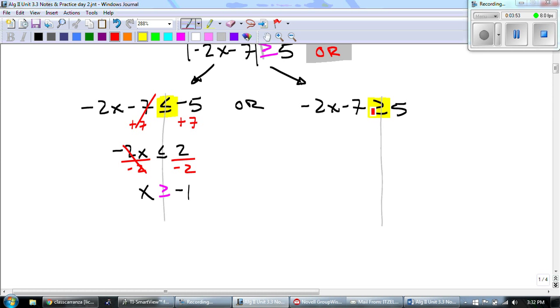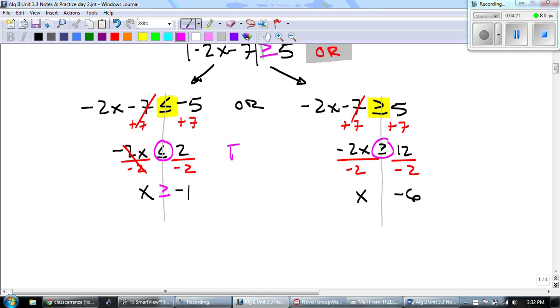Okay? Now the nice thing is I already did all the steps, so theoretically, I'm just kind of writing down the steps and I should be doing the same thing. Okay? Because it's the same inequality, just different signs. 5 plus 7 is 12, and then divide by -2, I get -6, and once again, remember, when you divide by a negative, you have to flip.